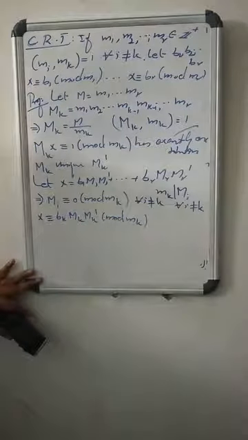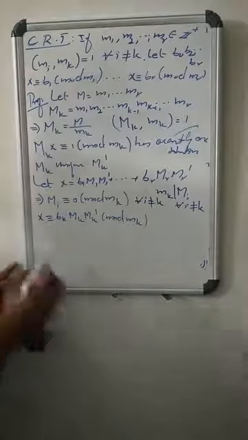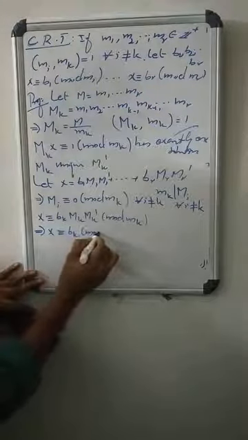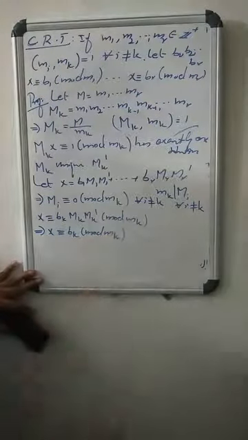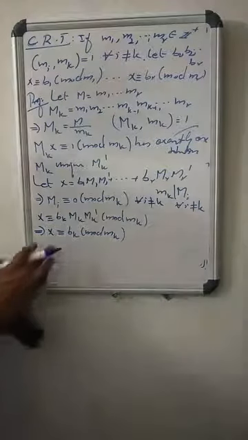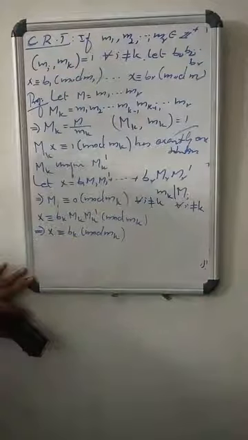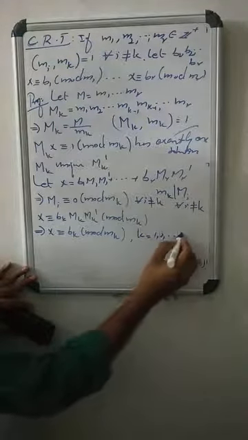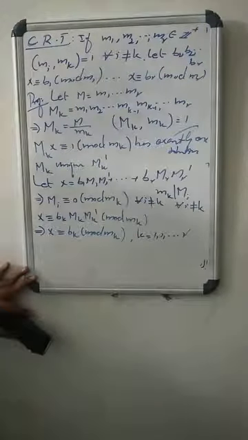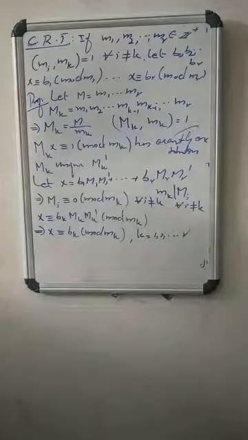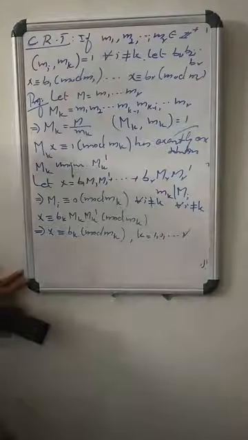But what is Mk dash? Mk dash is the reciprocal of Mk. So that means x ≡ bk mod mk. Since Mk dash is the reciprocal of Mk, we have x ≡ bk mod mk for all k = 1, 2, etc., to r. So therefore x = b1 M1 M1 dash + b2 M2 M2 dash + etc. + br Mr Mr dash is a solution of the system.